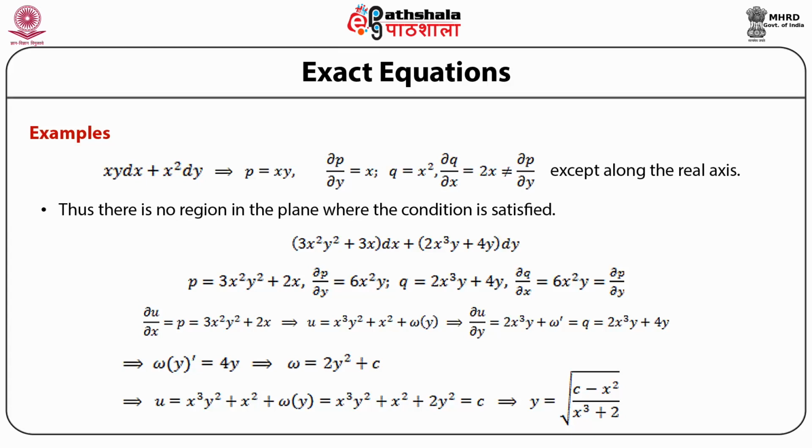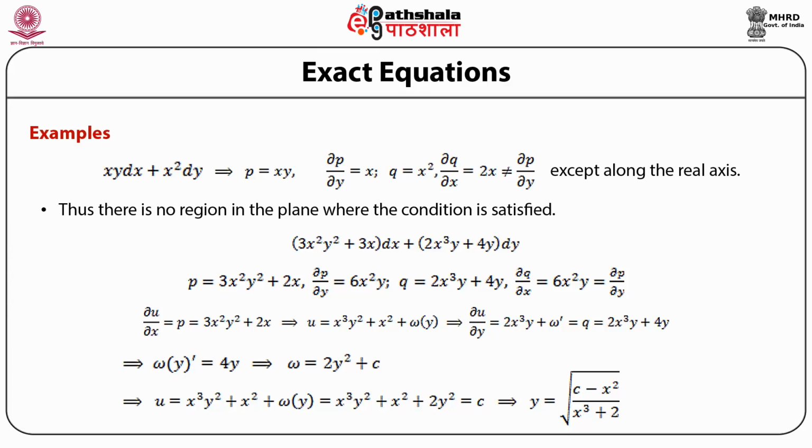Now we consider another example. The equation is given by (3x²y² plus 2x) dx plus (2x³y plus 4y) dy is equal to 0. In this equation, p is equal to 3x²y² plus 2x. So ∂p/∂y is equal to 6x²y. q is given by 2x³y plus 4y, which gives ∂q/∂x is equal to 6x²y. Here we can see that ∂p/∂y is equal to ∂q/∂x.